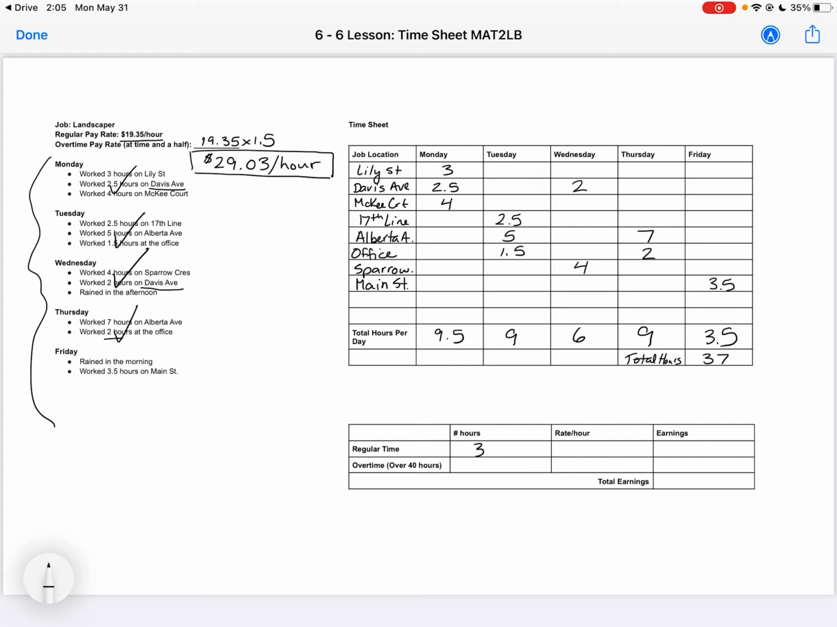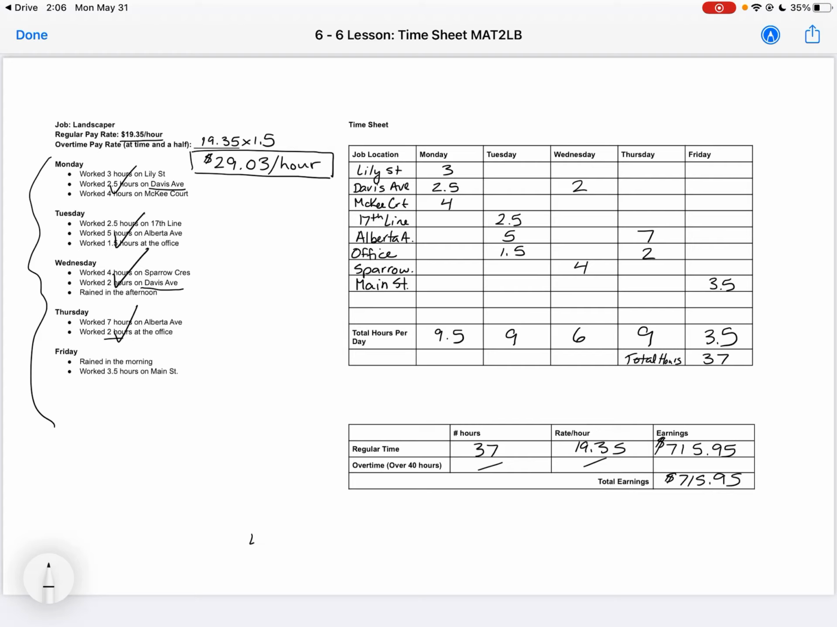Okay, so regular time is 37. I didn't actually work any overtime here. My rate per hour is $19.35. So I'm going to multiply those two together. So 37 times $19.35. And I'm going to get my total earnings are $715.95. Okay, and that's my value here too because I didn't work any overtime.